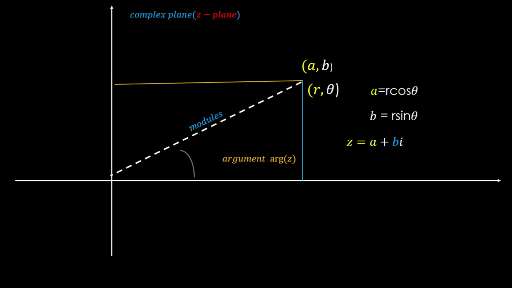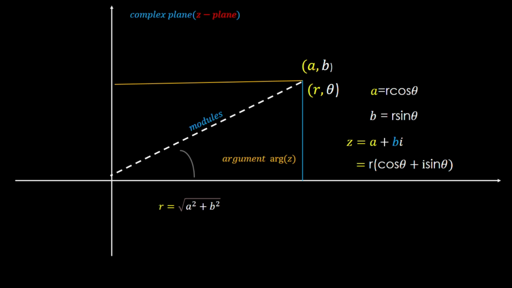Okay, therefore Z is equal to what? A plus Bi. And you can directly deduce that Z is equal to r cos theta plus i r sin theta, because A is r cos theta and B is r sin theta, including this i, because that makes it a complex number.